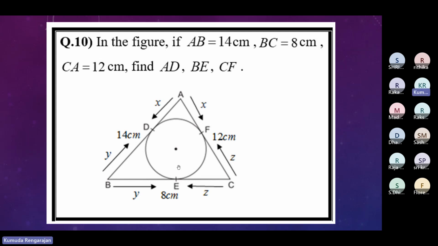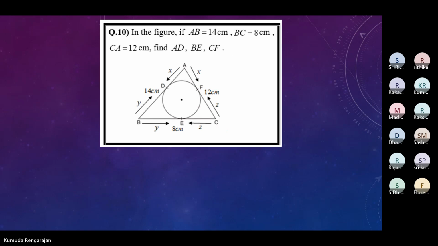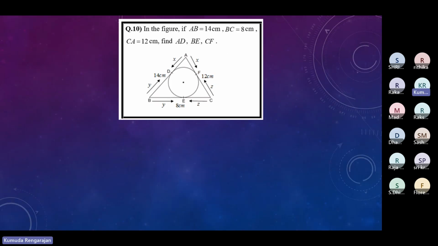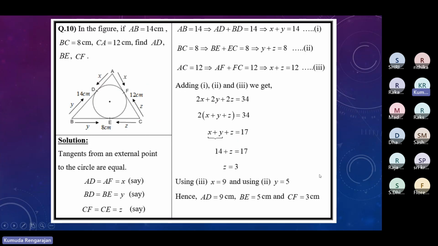So we've done a similar sum earlier. When you have equations like this, add the three equations. So you'll get 2x plus 2y plus 2z is equal to 34 now. Then on taking 2 common, you'll be able to get the answer. Yes, Chetan, please complete this. I've written 'say' in the bracket, meaning let.